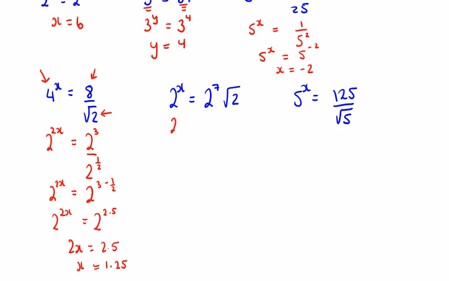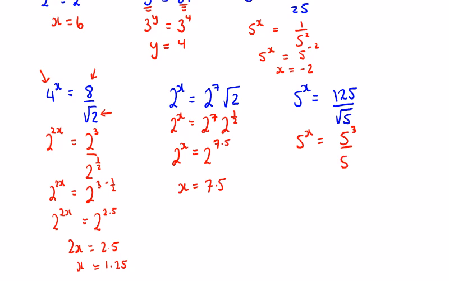Here we have 2 to the power of x is equal to 2 to the power of 7 times 2 to the power of a half. So 2 to the power of x is equal to 2 to the power of 7. We add the indices, 7.5. So x is 7.5.